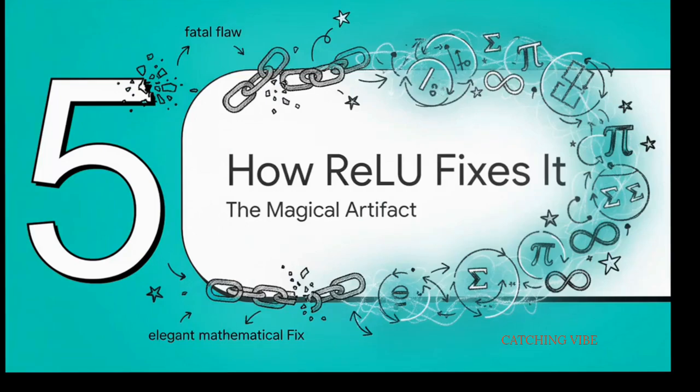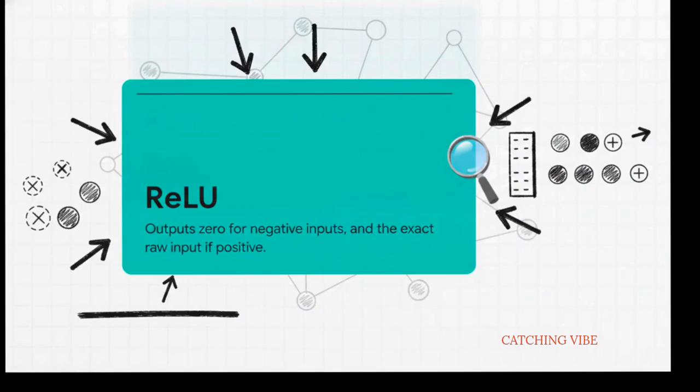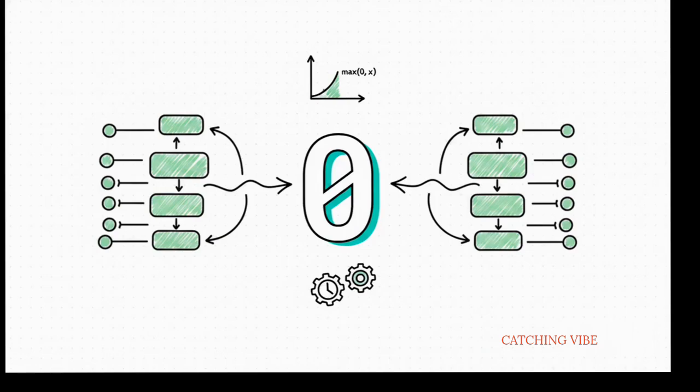Section 5. How ReLU fixes it, the magical artifact. Enter ReLU, which stands for Rectified Linear Unit. The coolest thing about this activation function is how brilliantly, elegantly simple it actually is. ReLU basically acts as a gatekeeper. If an input signal is negative, it just outputs 0, period. But if the input is positive, it outputs the exact raw input, completely unchanged. That's it. The function f(x) equals the maximum of 0 or x.